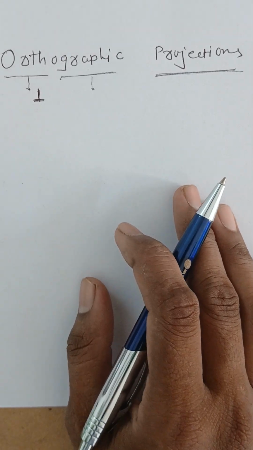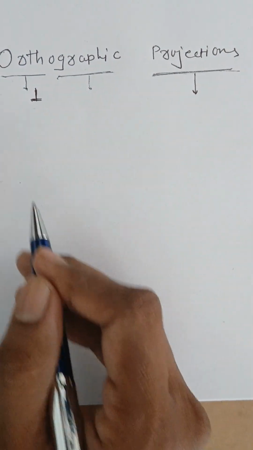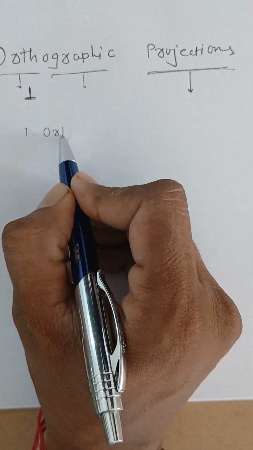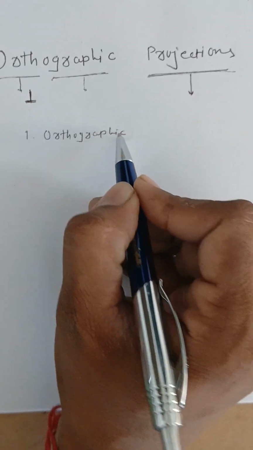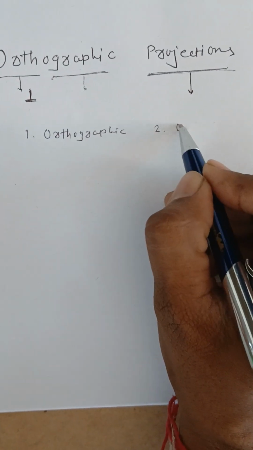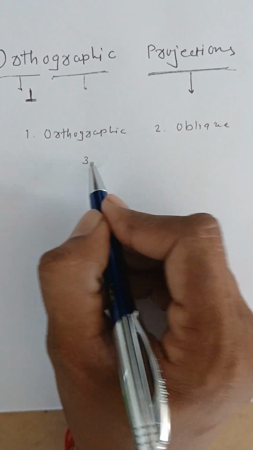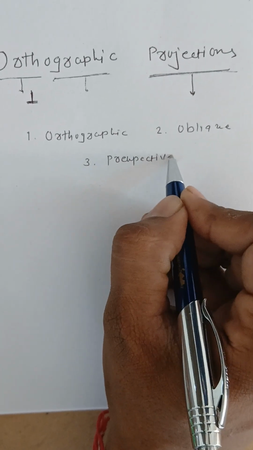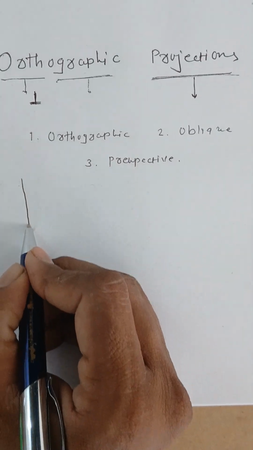So first we will discuss the types of projections. There are three types of projection. Number one is orthographic projection, which we will study. Second one is oblique projection, and third one is perspective projection. Now what is the difference between these three projections? We are supposed to define three conditions.